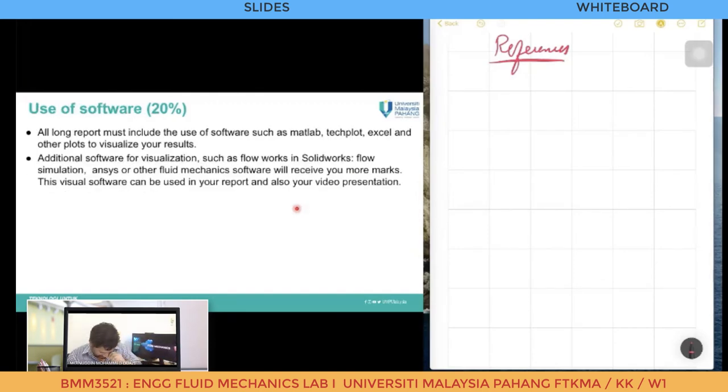So this is the presentation marks. Now we move on to the usage of software. All the long reports should include the use of software such as MATLAB, Tecplot, Excel, and other plots to visualize your results. I think Origin is a good software, so you can try that one as well. Additional software for visualization, such as Flow Works in SolidWorks and Flow Simulation in ANSYS or other fluid mechanics software, will receive more marks. If you know these kinds of software, it's very good. If you don't know about them, just use YouTube, and hopefully YouTube can guide you better than some of us.